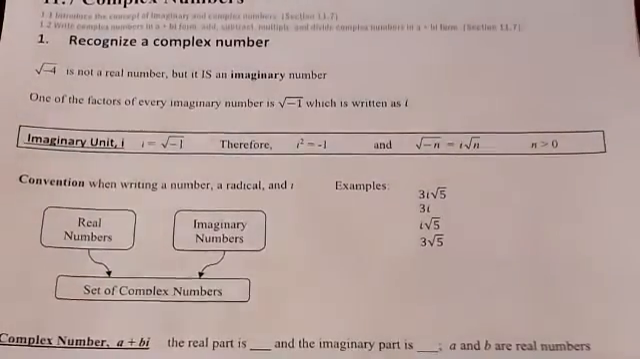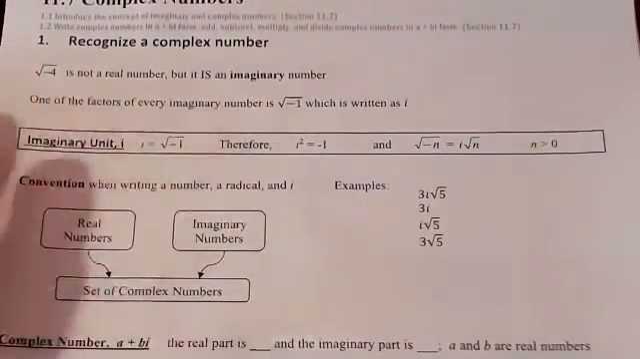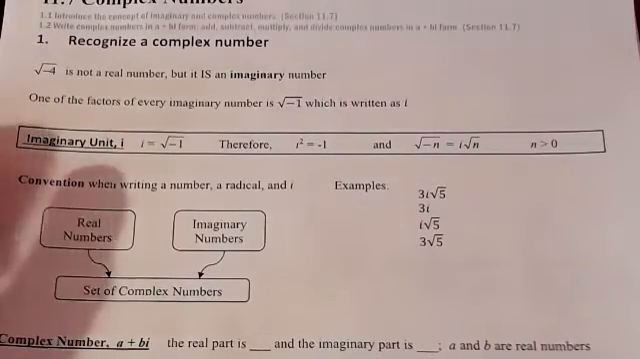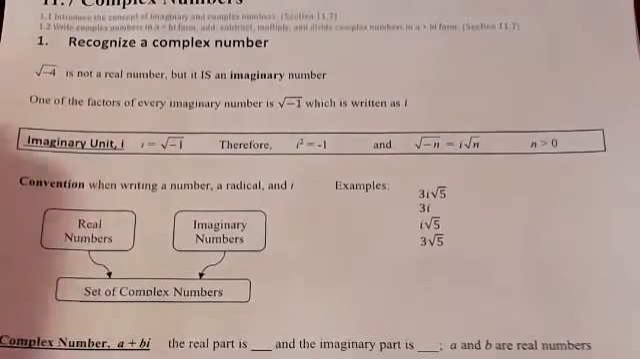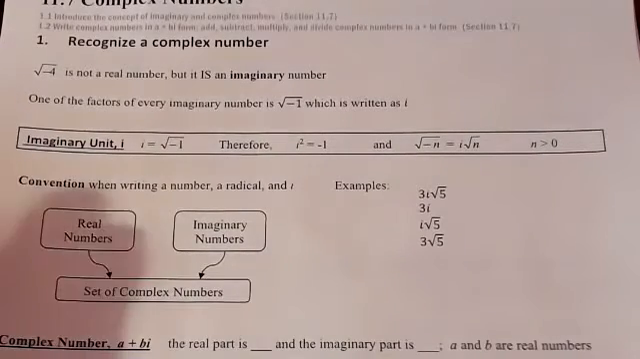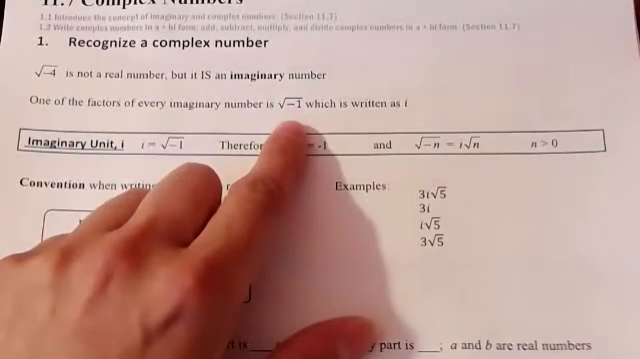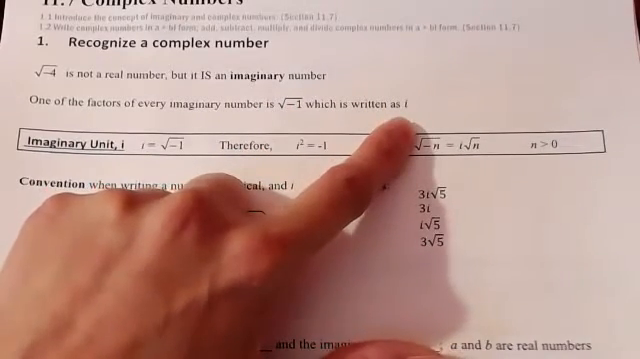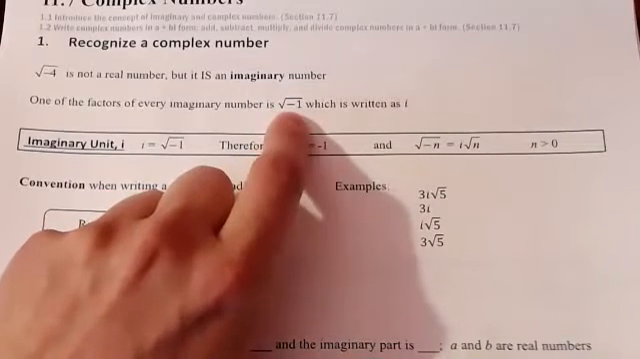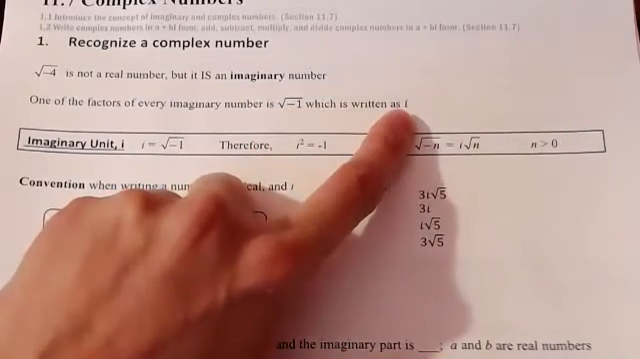So right off the bat, we know that the square root of -4 is not a real number. It's imaginary, right? Because there is no real number times itself that gives you -4. That's an issue. What we learned in the complex number system is that anytime you see the square root of -1, we can write that as the letter i for imaginary.